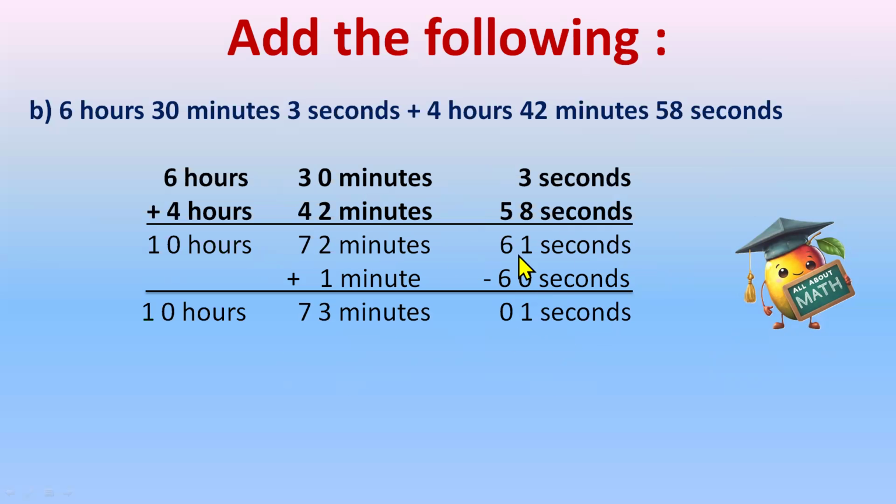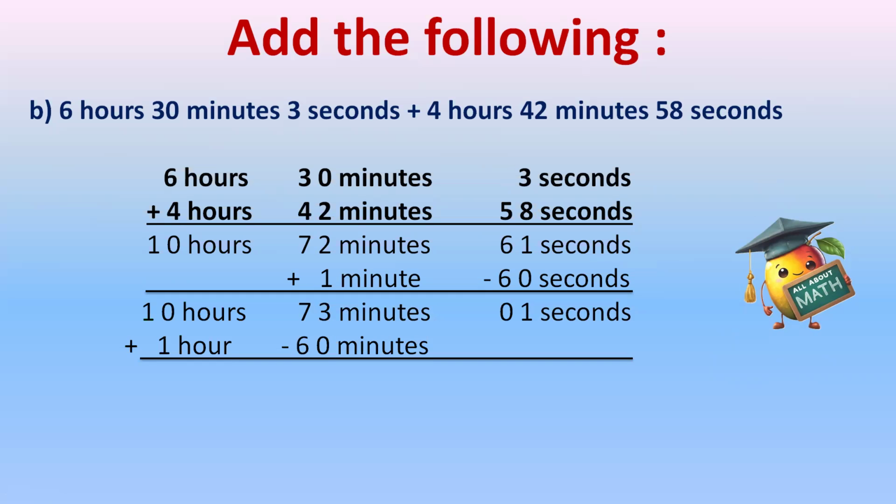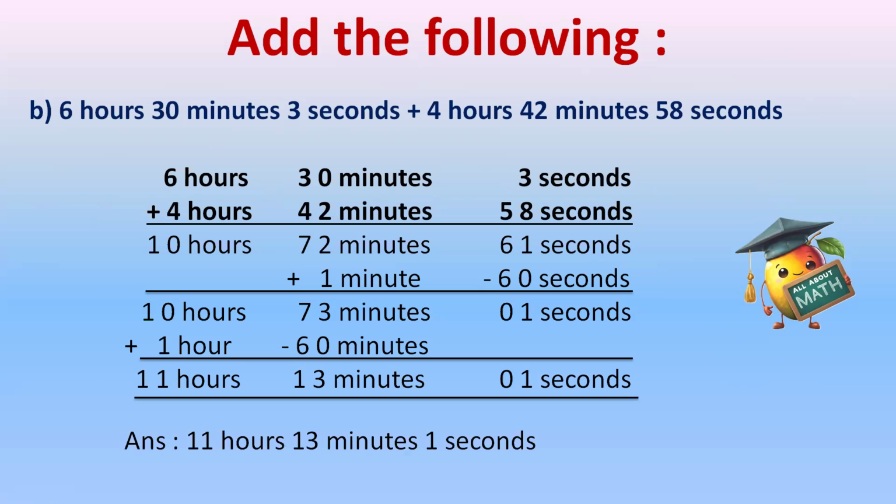But we have minutes greater than 60 because after seconds, now the turn is of minutes. Check minutes if it's 60 or more than 60. So it's more than 60. Subtract 60 from the minutes and add 1 to hours. Now let's solve it. Seconds will come as it is. 73 minus 60. It means 3 minus 0 is 3 and 7 minus 6 is 1. So 13 minutes. And 10 plus 1 is 11 hours. So our answer will be 11 hours, 13 minutes, 1 second.